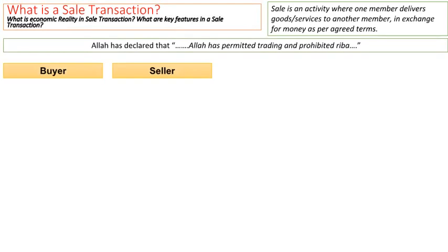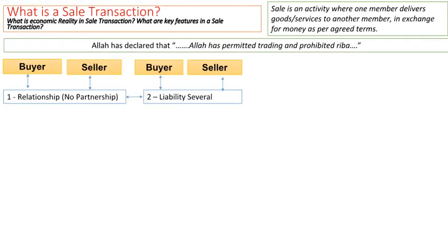There are minimum two parties in the activity of the sale of goods or services. First reality. There was no partnership relationship among parties before the sale transaction, and there shall be no partnership relationship after the sale transaction. The sale activity does not create any sort of partnership of any kind between the parties. Second, it means the liability is several among parties of the sale.